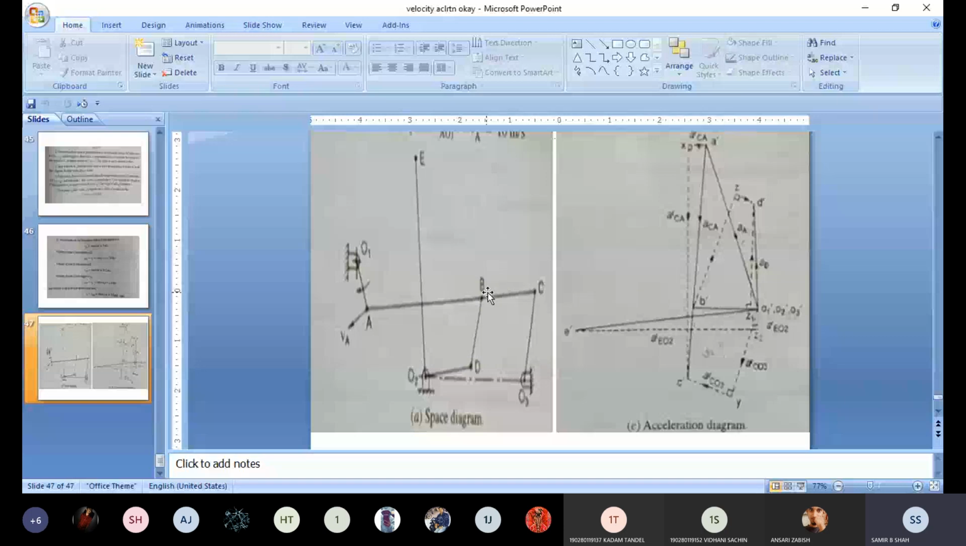As we know very well, B lies on AC. Therefore, divide vector A dash C dash at B dash in the same ratio as B divides AC in the space diagram, with point B with respect to O2.